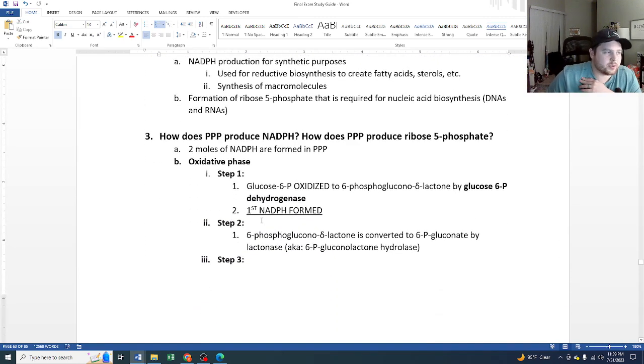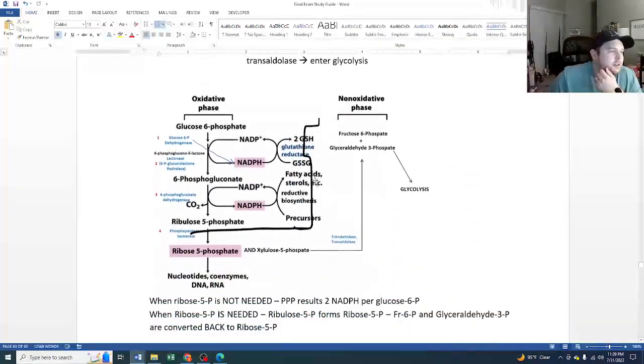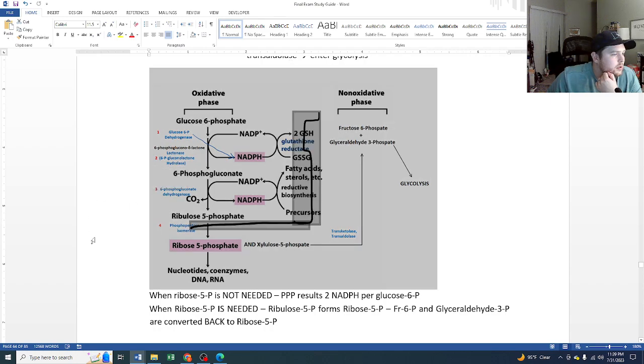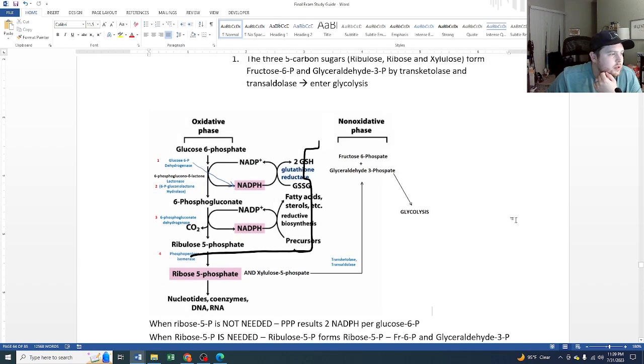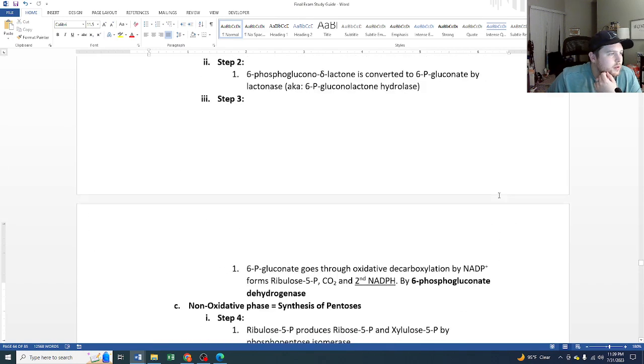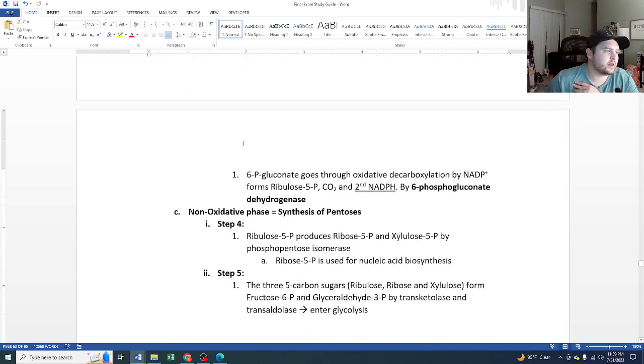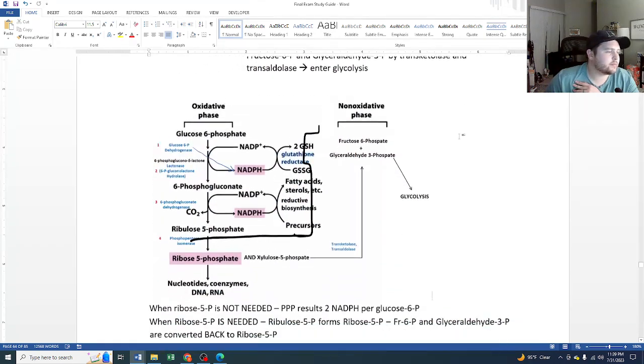So how does it produce the NADPH? Let's go find the wonderful picture. Okay, so the oxidative phase. Oh, there's two different phases. There's the oxidative phase and the non-oxidative phase.